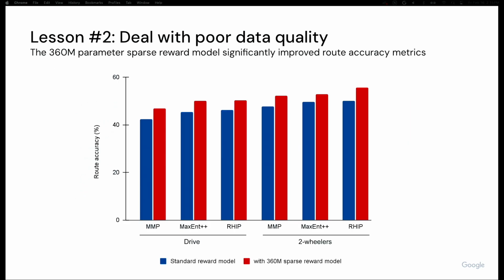And then the wins from dealing with poor data quality were not just qualitative examples. These led to very significant gains across all of our models. So these gains actually do exceed the gains that we saw by making improvements to the algorithm itself. So this bump from blue to red is pretty large compared to some of the gains that we saw going from MMP to RHIP.